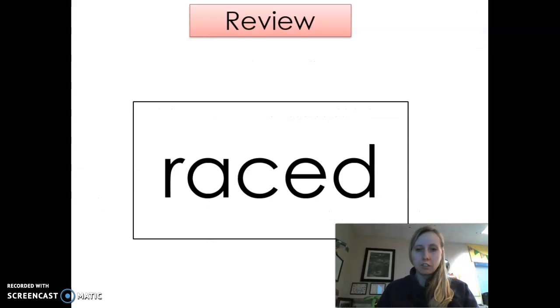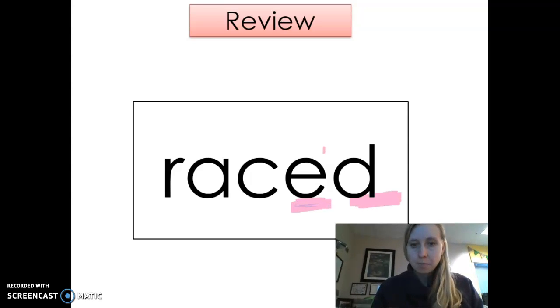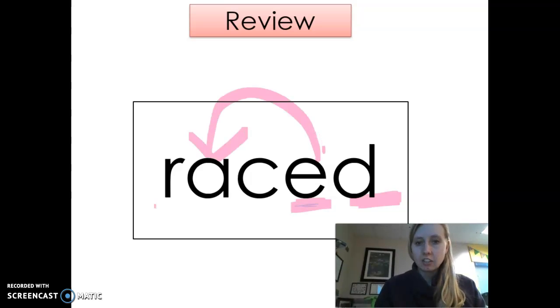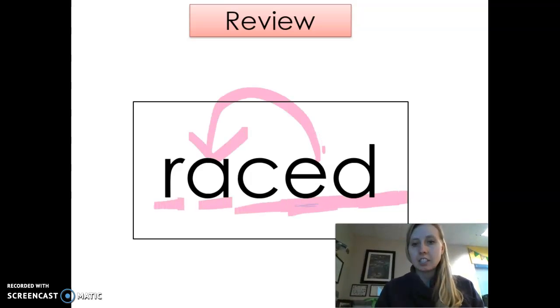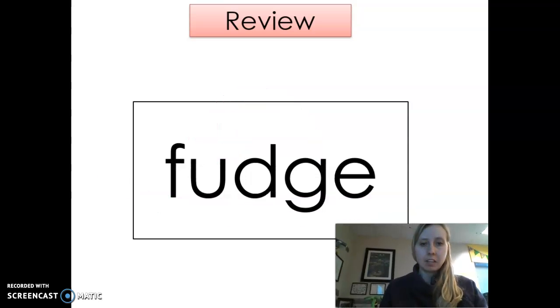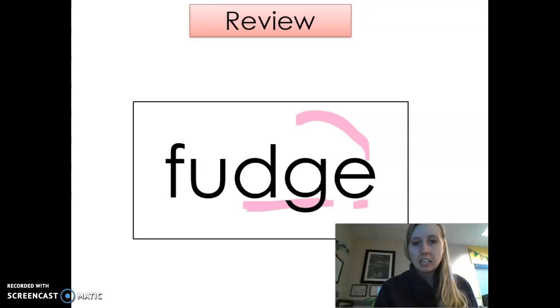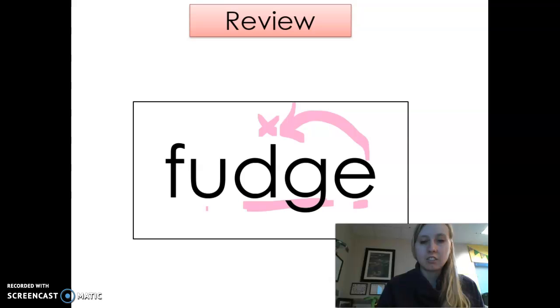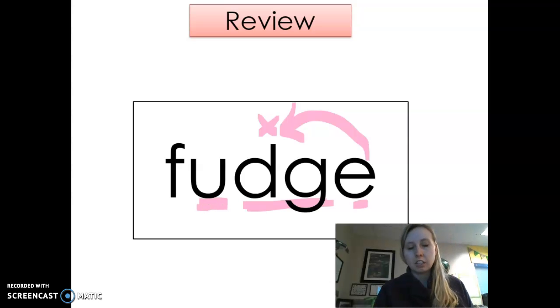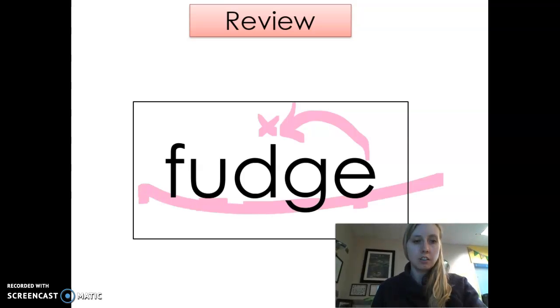Okay, friends, these are review words. Please notice that even though there's an E and a D here, the E still tickles the A. So it's raced. Another thing I wanted to point out one more time is that when we have two letters in front of our E, E cannot jump over two. So this is why it doesn't say fuge, it says fudge, with a short U sound. So 3, 2, 1, fudge.